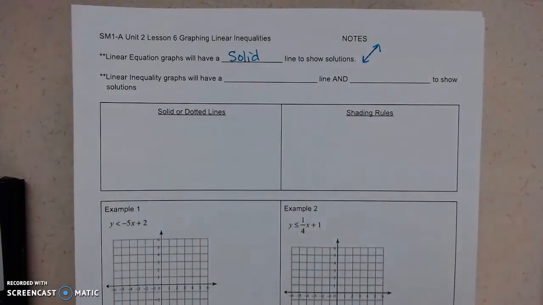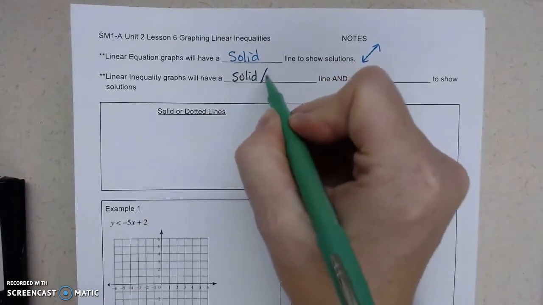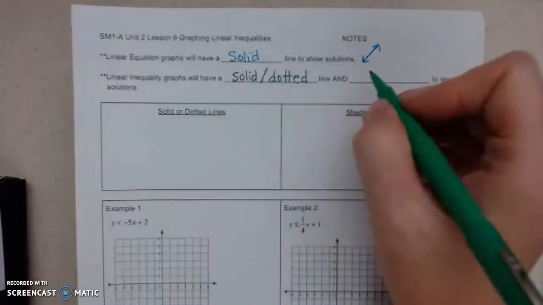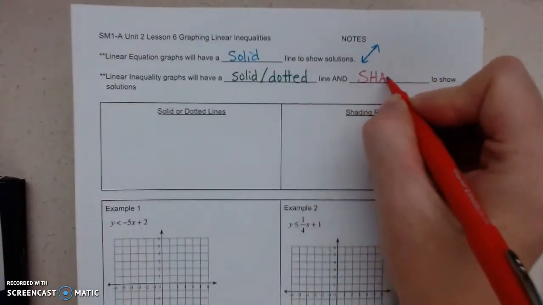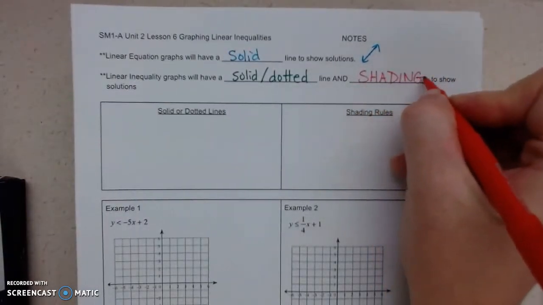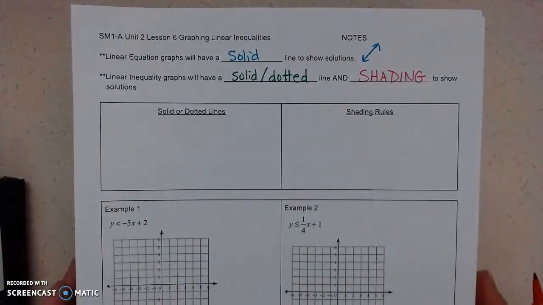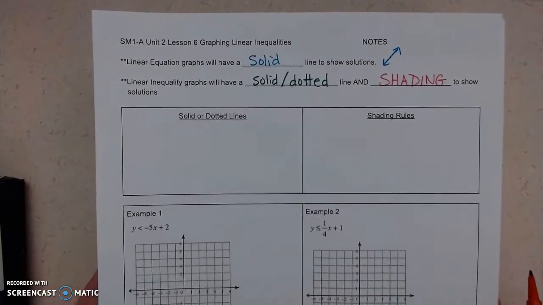So, linear inequality graphs will have a solid or a dotted line, and they also have shading. Just like the number line solutions, they have shading to show their answers because there's infinitely many ordered pairs that make the inequality true. So how do we know which one's which?